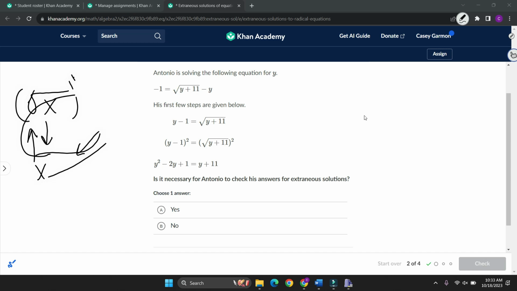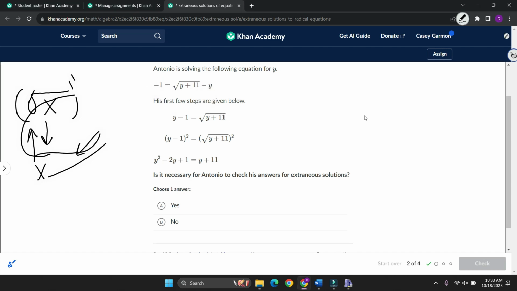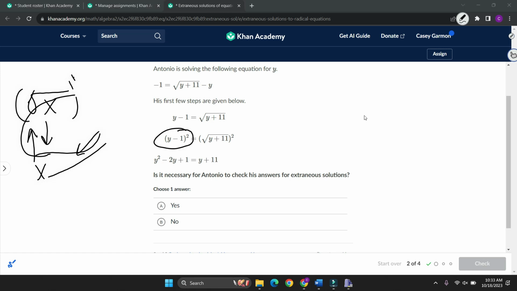All right, first step, it looks like he adds the y over to each side. So if I write it in here, you can kind of see it, plus y, and that brings us down to there. We get y minus 1, so that's our first step, so no squaring there. Now, if we look at our second step, we see that we square the left side, and we are also squaring the square root on the right side, which was the second condition for which we need to check our solutions. So the answer to this question would be yes, Antonio does need to check for extraneous solutions, and the reason why is because he squared a square root.